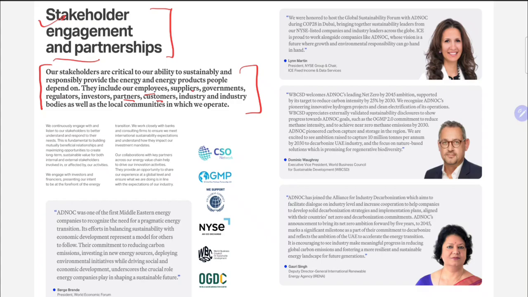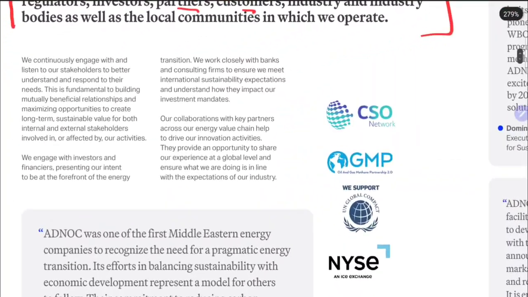The company is regularly engaging with the stakeholders, so those details you can also see here. We continuously engage with and listen to our stakeholders to better understand and respond to their needs. Definitely, needs assessment is also conducted. So this is fundamental to building mutually beneficial relations.